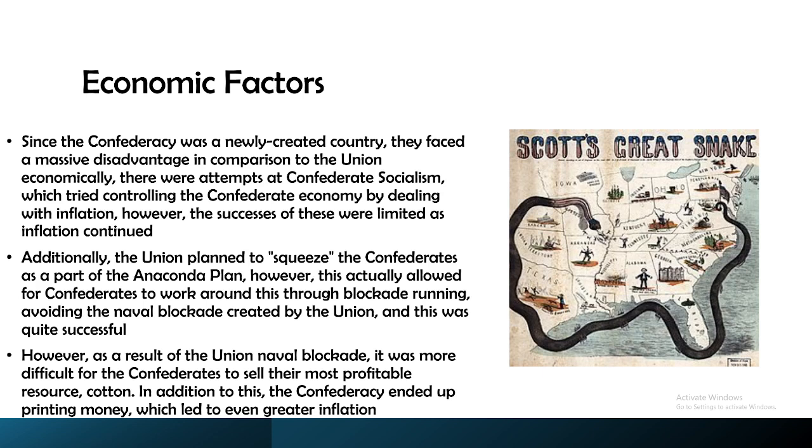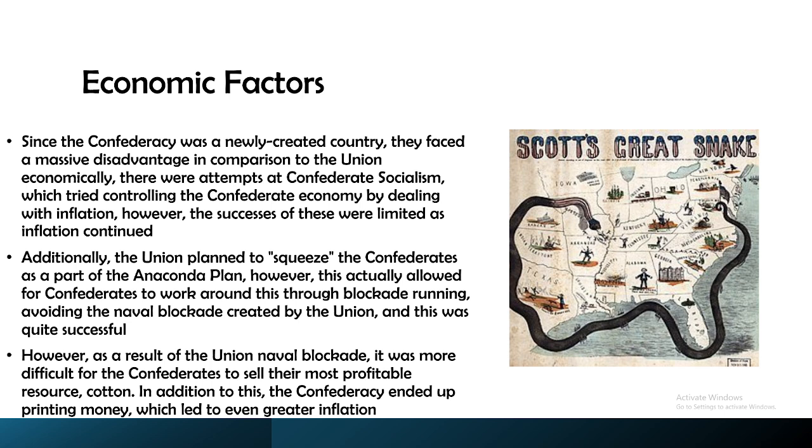Economically, right, the Confederacy is a newly created country. They're not going to have the same advantages as the Union. So there were attempts to control the economy, such as the inflation, through attempts of Confederate socialism, but this was limited, and inflation continued as the government started printing off money. Bit of a rookie mistake there.